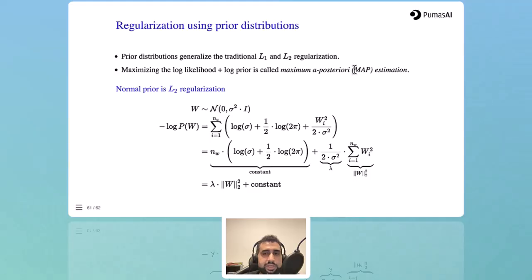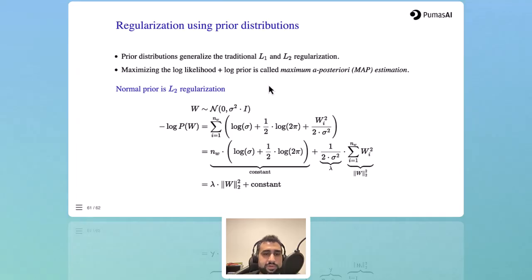And that's why in DeepPumas, you would have to use MAP algorithms, not regular algorithms. If you use something like FOCE or naive pooled to fit your model, normally you would have to use MAP of FOCE or MAP of naive pooled, because without the MAP, the priors would actually be ignored. And so again, all regularization in DeepPumas is actually implemented under the hood using prior distributions. So the L2 regularization is going to be equivalent to the normal distribution prior.